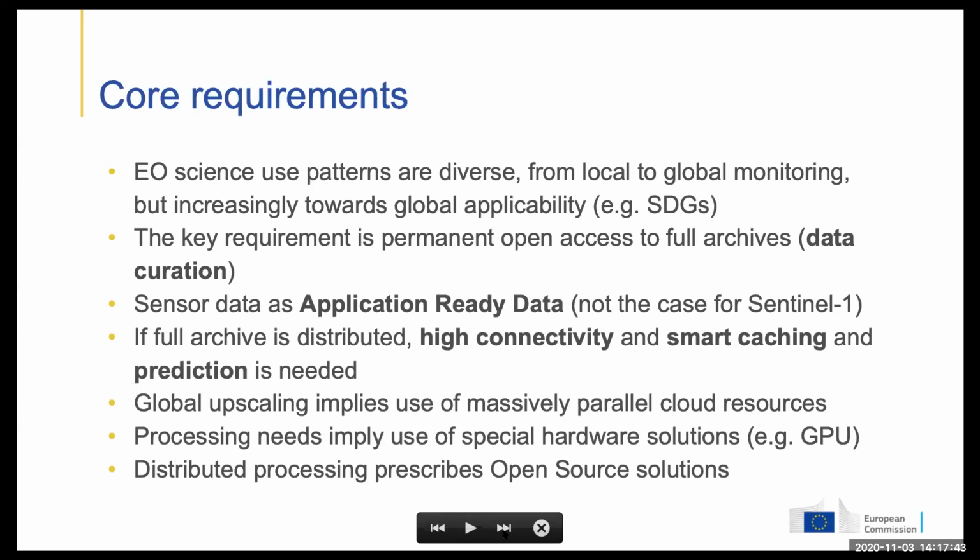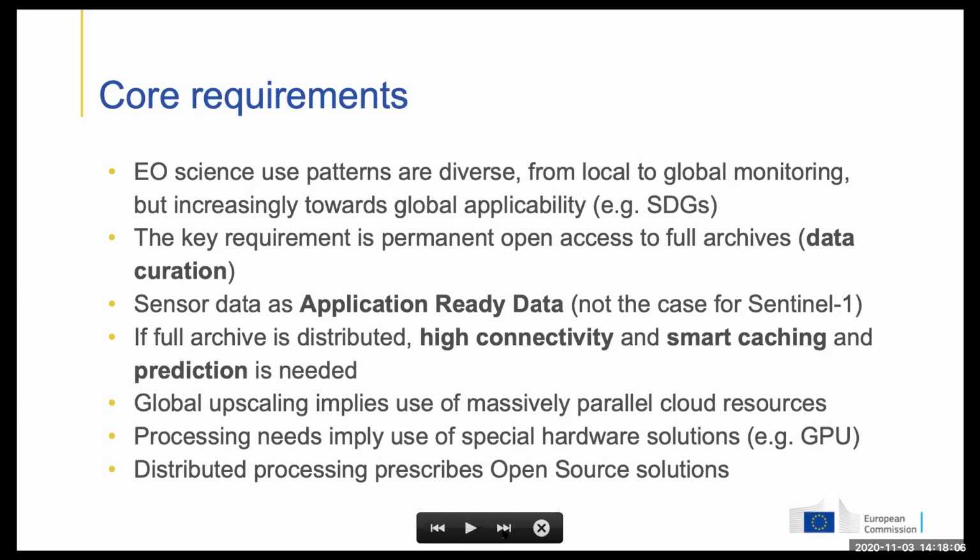More technical things: of course, data needs to be made available in application-ready formats so that you can directly use it in your studies and not have to go through the complex processing things. And some of our sensors actually are not yet up to that level.